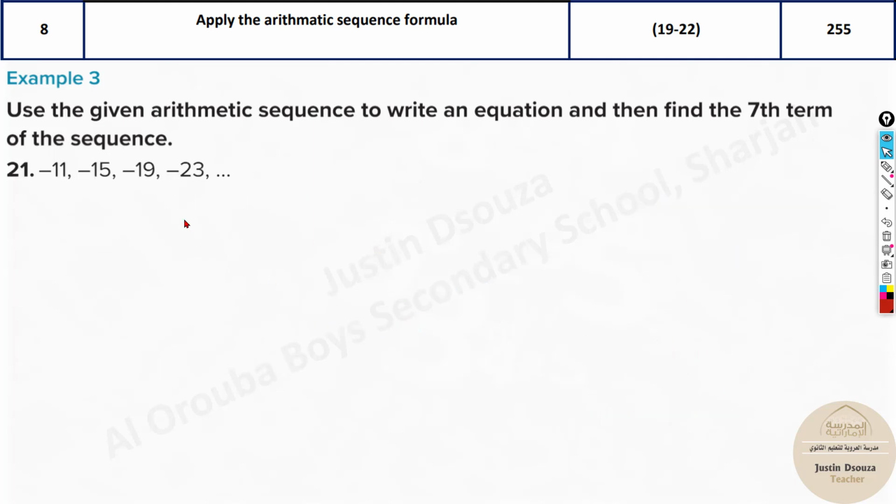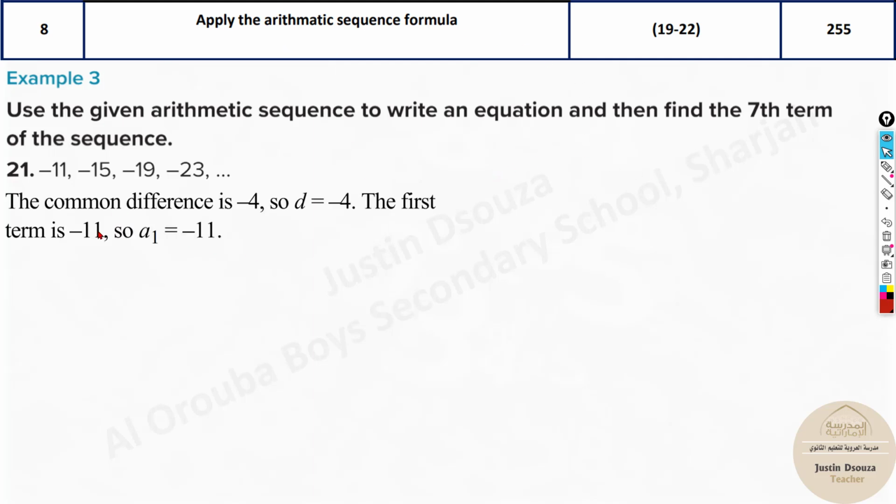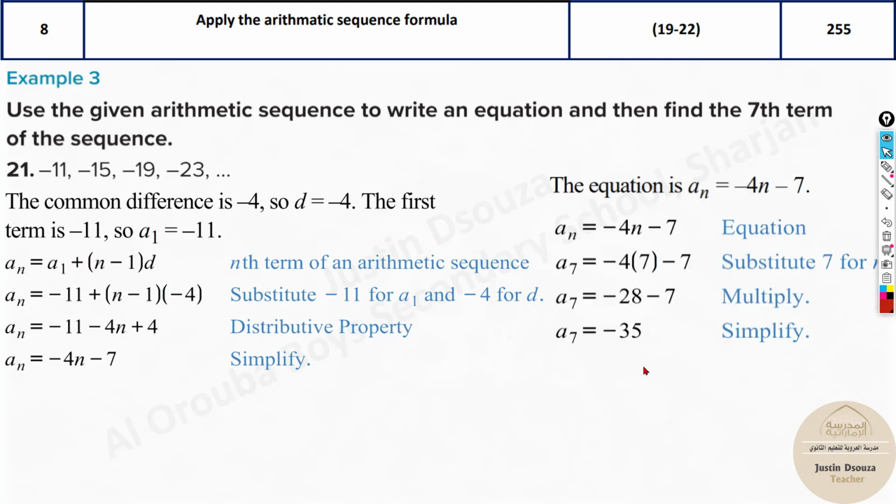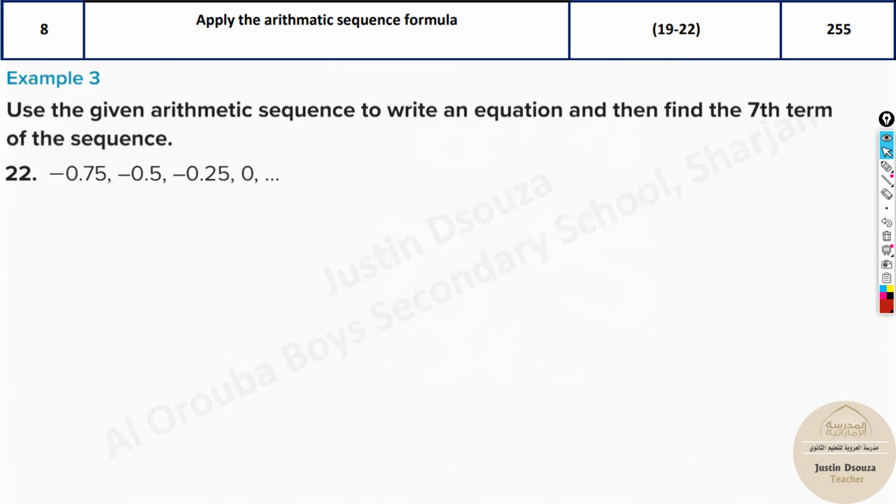Very easy. Same concept applies in all the problems, so please make sure you solve them by yourself. This is the formula here and substitute to get the equation. If not, substitute directly the n value and get the answer as well. Same thing with the next one as well. Over here, now just be careful, it's decimals, doesn't matter.